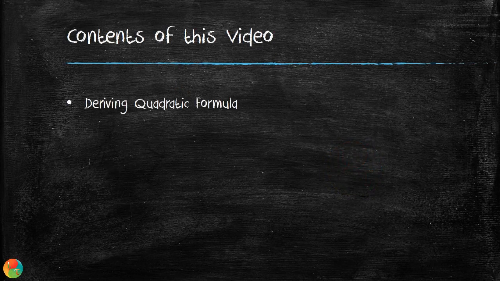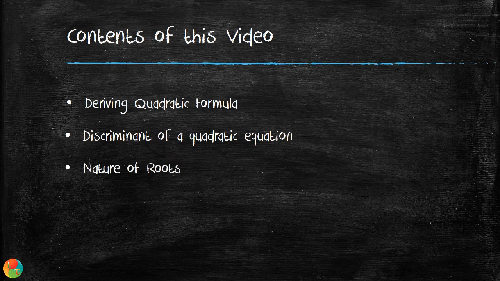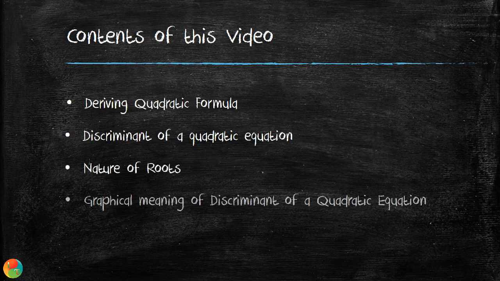In today's video, we are going to cover following topics. First is deriving quadratic formula. Second is discriminant of a quadratic equation. Third is nature of roots. And fourth, graphical meaning of discriminant of a quadratic equation.